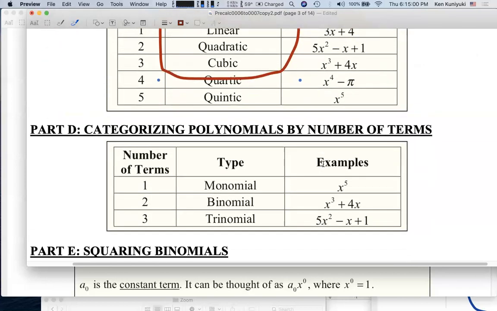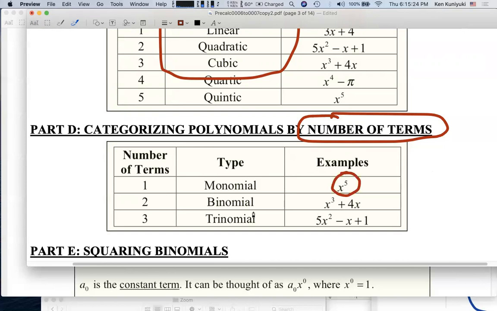Also, categorizing polynomials by number of terms. So a polynomial with just one term, like x to the 5th. So the leading coefficient is the only non-zero coefficient. That's called a monomial, like a monocle, which rich people used to wear. That's my idea of a monocle.